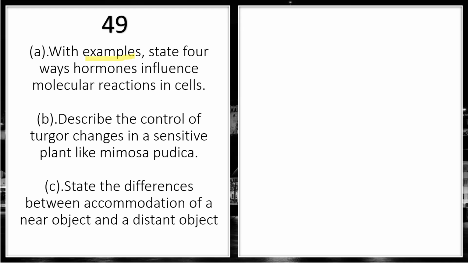With examples, state 4 ways hormones influence molecular reactions in cells. B. Describe the control of turgor changes in a sensitive plant like Mimosa pudica. Part C. State the differences between accommodation of a near object and a distant object.